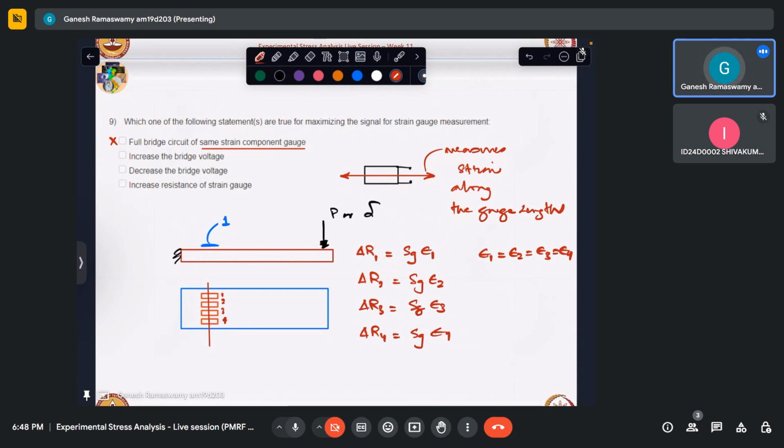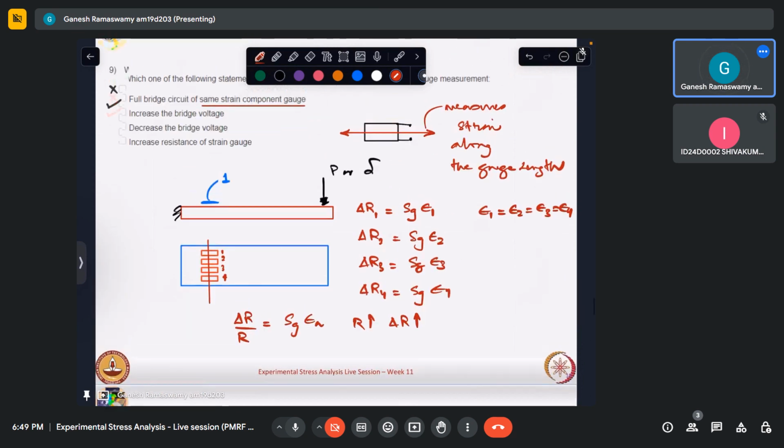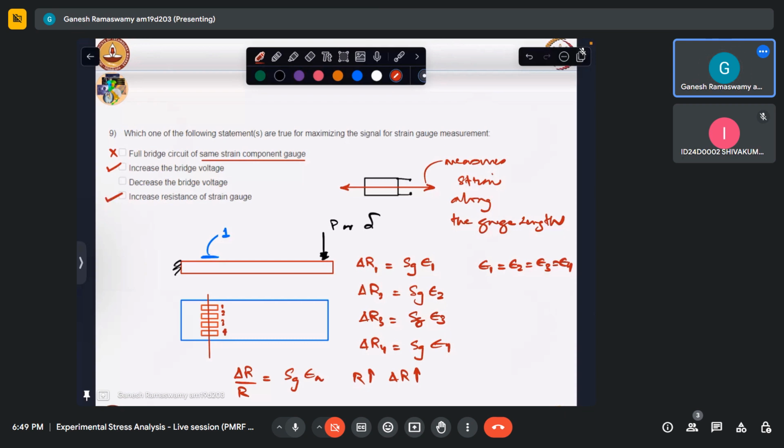So if we increase the bridge voltage, yes, we would essentially see a boost in the signal output by increasing the voltage. By increasing, decreasing doesn't apply. Increasing the resistance of the strain gauge, yes, this is also true, as we saw that the change in resistance is brought about by Sg epsilon R, so greater the R, greater will be the change in resistance, and greater will be the sensitivity. So an increase in the strain gauge resistance is another way to maximize the signal for the strain gauge measurement.